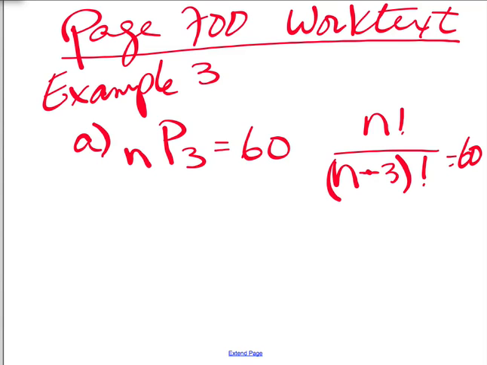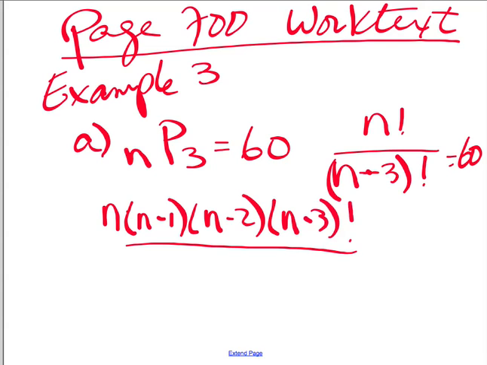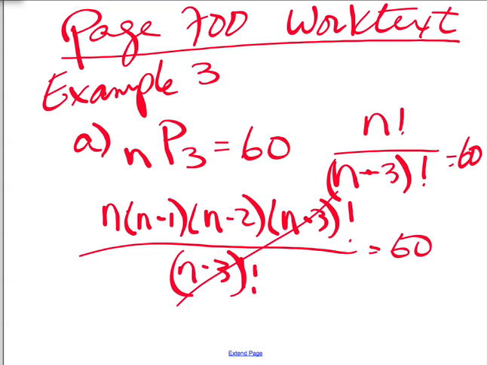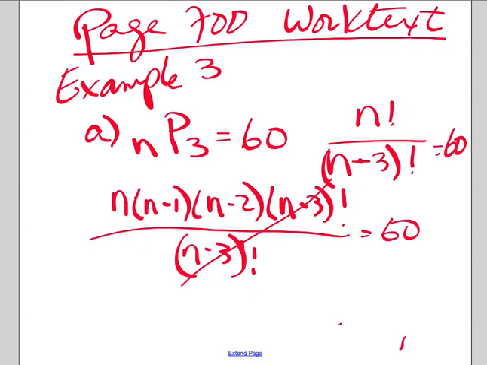So I'm going to reduce the top one. I'm going to expand it out. So I get n times n minus 1 times n minus 2 times n minus 3 factorial divided by n minus 3 factorial, and that equals 60. And so those divide out. And now I got n times n minus 1 times n minus 2 equals 60, and I got to solve for n. So you have three numbers that multiply together, n, n minus 1, n minus 2, that equals 60.